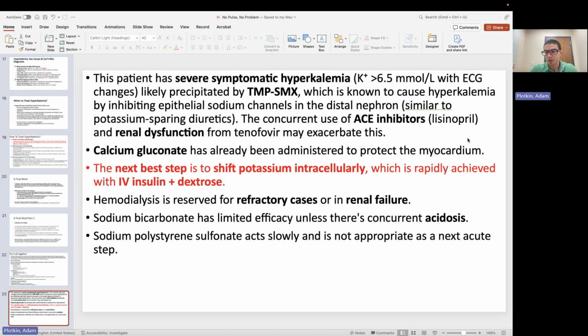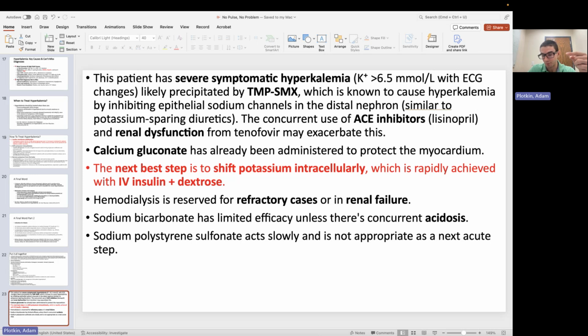So this patient has severe symptomatic hyperkalemia, likely precipitated by TMP-SMX. His CD4 count was less than 200. That right there is an indication to start TMP-SMX prophylaxis for Pneumocystis jirovecii, which is an opportunistic infection that classically impacts patients when their CD4 count gets less than 200. You classically see bilateral interstitial infiltrates on the lungs. Look for a patient who is immunocompromised or has HIV/AIDS. We start TMP-SMX to hopefully prevent that, right?